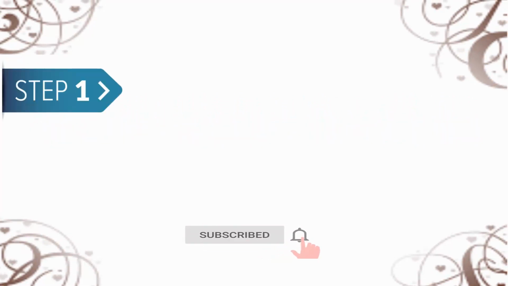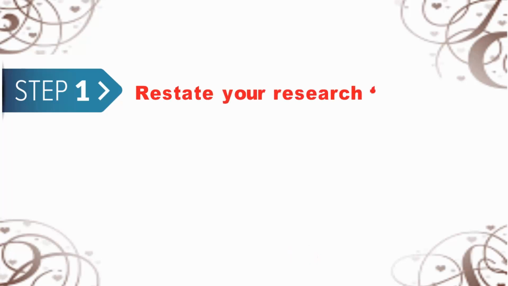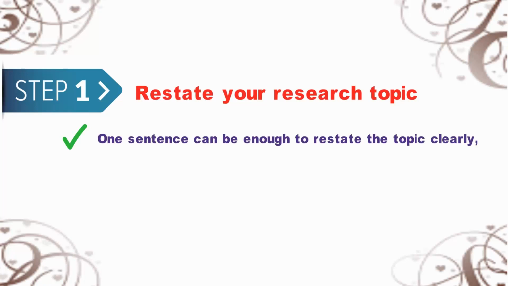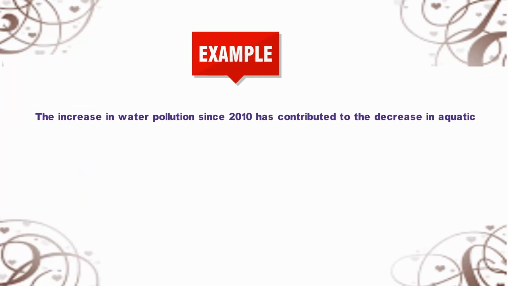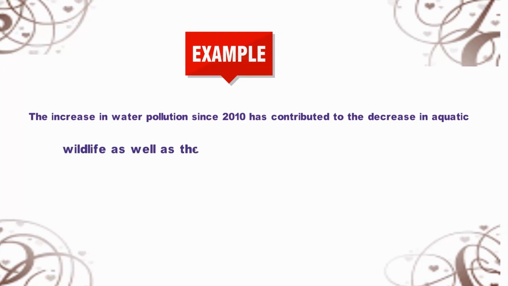How to write a conclusion for your research paper. When writing your conclusion, you can consider the steps below to help you get started. Step 1. Restate your research topic. Your first step when writing your conclusion should be to restate your research topic. Typically, one sentence can be enough to restate the topic clearly, and you will want to explain why your topic is important. This part of your conclusion should be clear and concise and state only the most important information. For example, "The increase in water pollution since 2010 has contributed to the decrease in aquatic wildlife as well as the increase in unsafe drinking water."